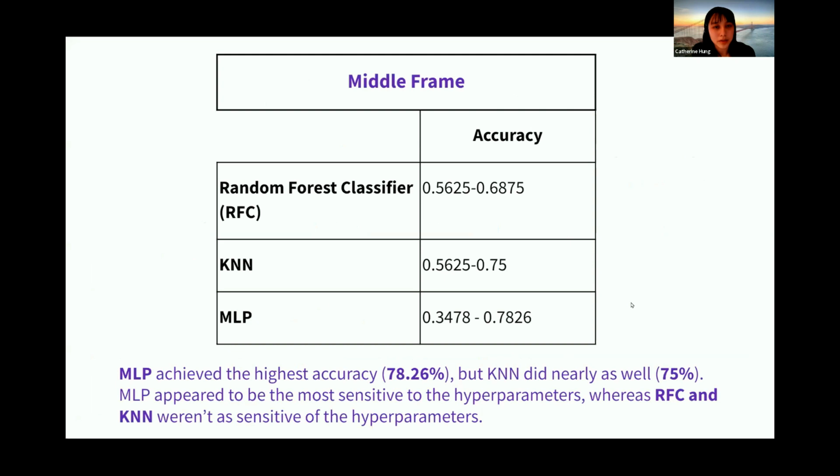So these were the results of each method. For the first method, after running it through all these 3 algorithms, these are the accuracy ranges that the different experiments reached. I found that MLP achieved the highest accuracy, 78.26%, but KNN also did almost as well, 75%. And MLP appeared to be the most sensitive to the hyperparameters, whereas random forest classifier and KNN didn't appear to be as sensitive.